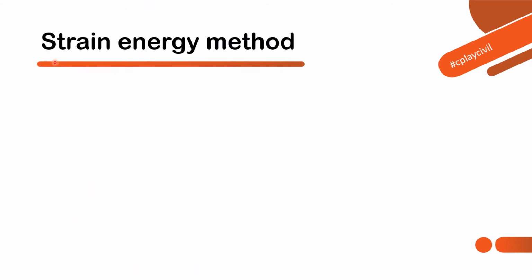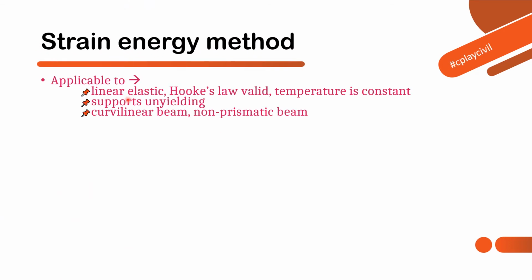This is the strain energy method. This method is applicable to a beam which is linearly elastic, when Hooke's law is valid and temperature is constant. When these 3 conditions are satisfied, and also the supports are unyielding, the support should be unyielding, and we can even use a non-prismatic beam and curvilinear beam. What is a curvilinear beam? It is like a half arch or arch-like beam structure. So that is a curvilinear beam. A curvilinear beam is also a non-prismatic beam. So we can apply it to a non-prismatic beam which is linearly elastic, where Hooke's law is valid, and the temperature is constant throughout its length. Then we can use the strain energy method.